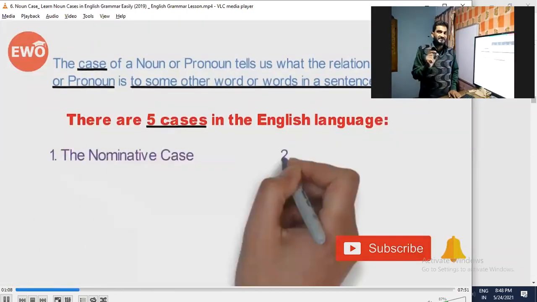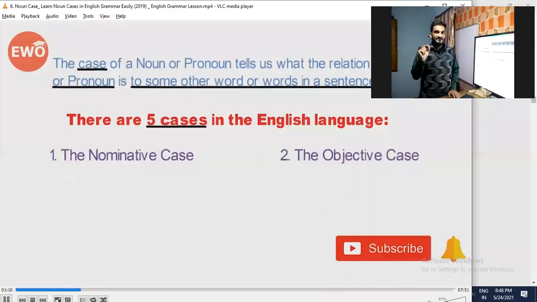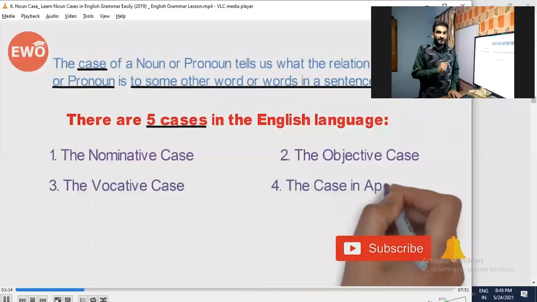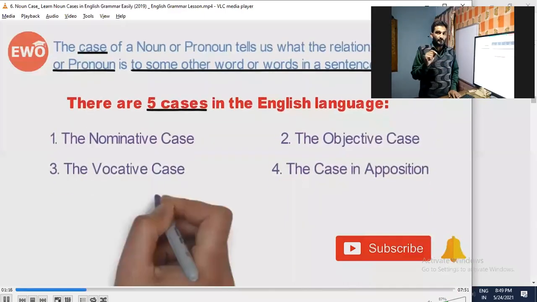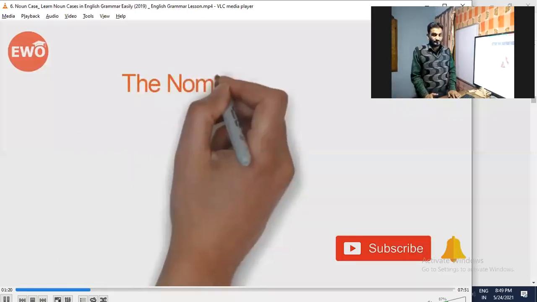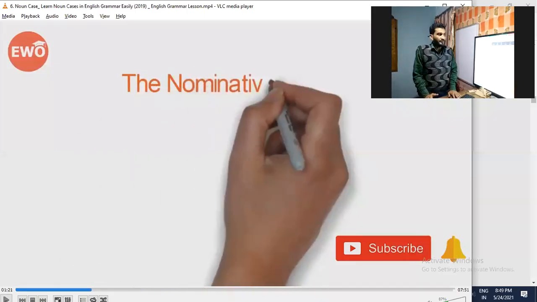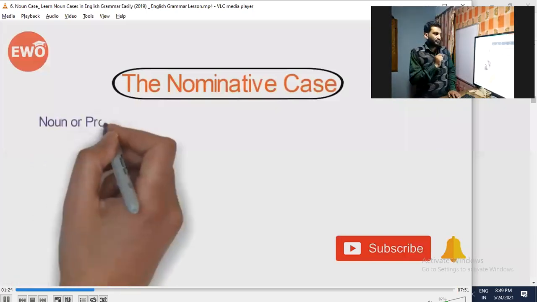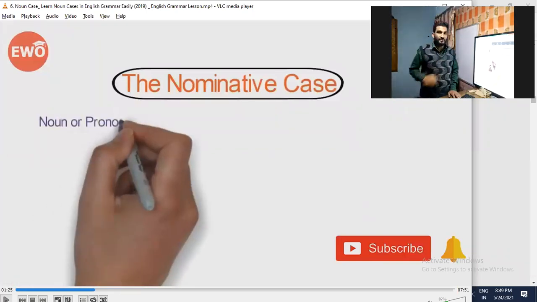The first case is the nominative case. Second is the objective case. Third is the vocative case. Fourth is the case in opposition. And the fifth is the possessive case. Now, let me first explain the first case, that is the nominative case. This is the nominative case.